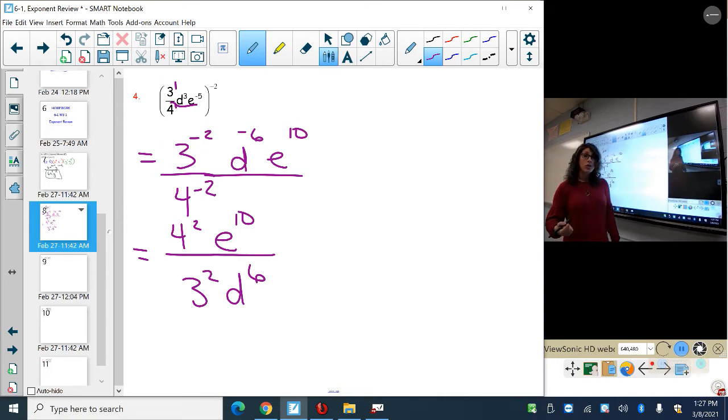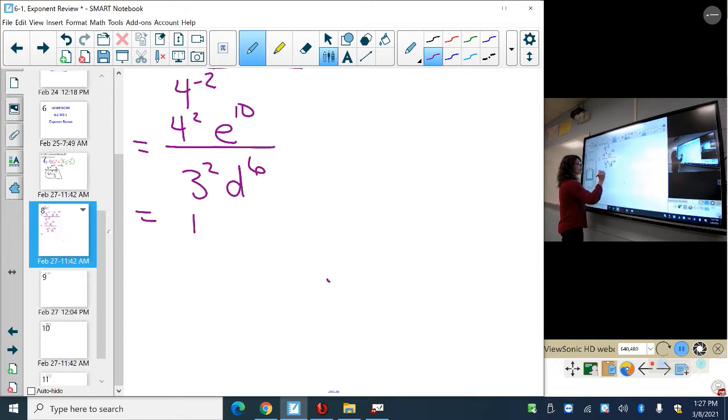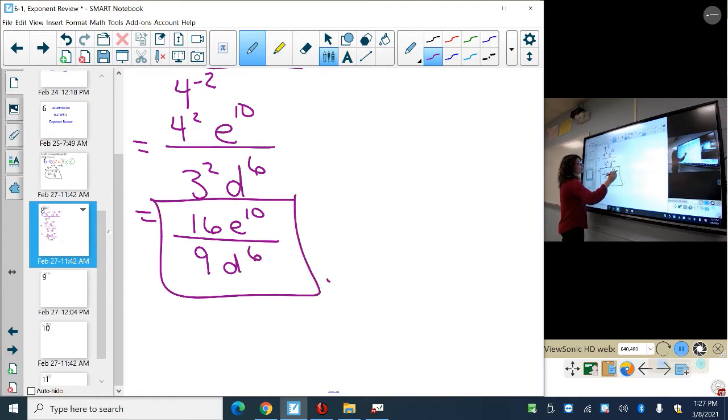So, should I stay or should I go? If it's negative, it goes. If it's a positive exponent, it stays. Okay? So now, what is 4 squared? 4 squared is 16, e to the 10th. 3 squared is 9, d to the 6th. And that is your answer.